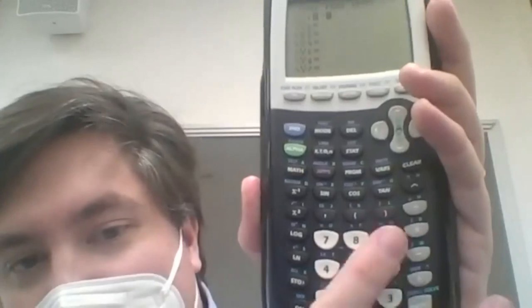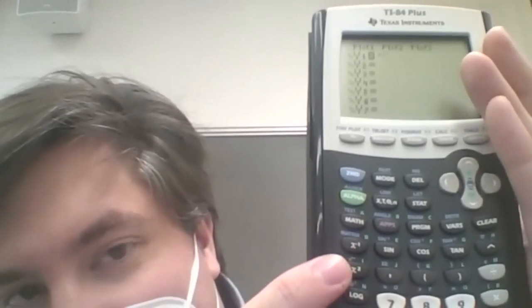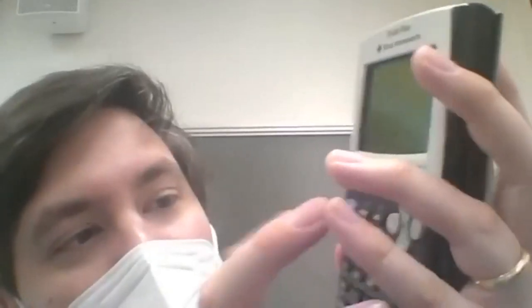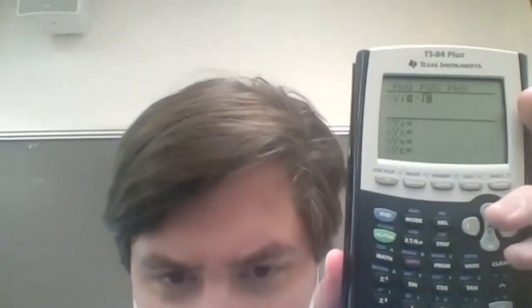Don't use the minus sign. Minus and negative mean different things to this calculator. If you want the square root, you use the x squared key. So you do second, x squared, and that gives you the square root right there. And then what was it? 2 minus x. Negative square root of 2 minus x, okay?